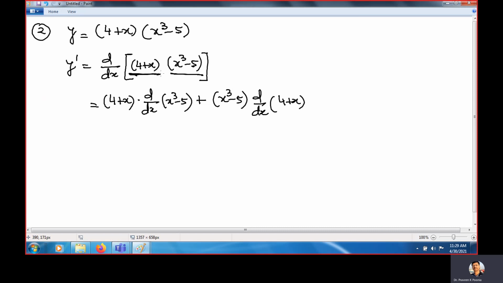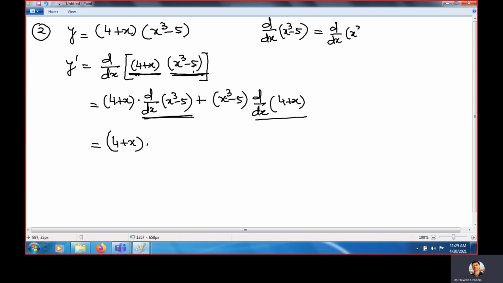Now you can see one time we differentiate this function with this one same to same. Another time we differentiate this one and this is same to same. It is not a difficult one. 4 plus x into the differential of this one. Let us find d by dx of x power 3 minus 5. So d by dx x power 3 minus d by dx 5, and x power 3 gives 3x power 3 minus 1, minus the differential of a constant is 0. So it is 3x power 2.